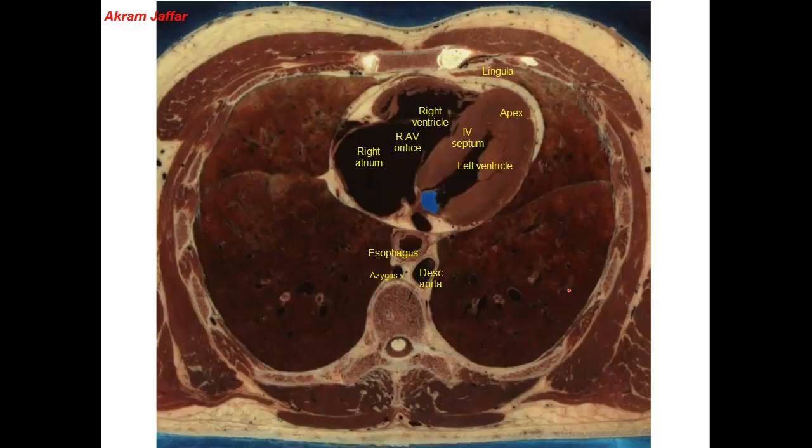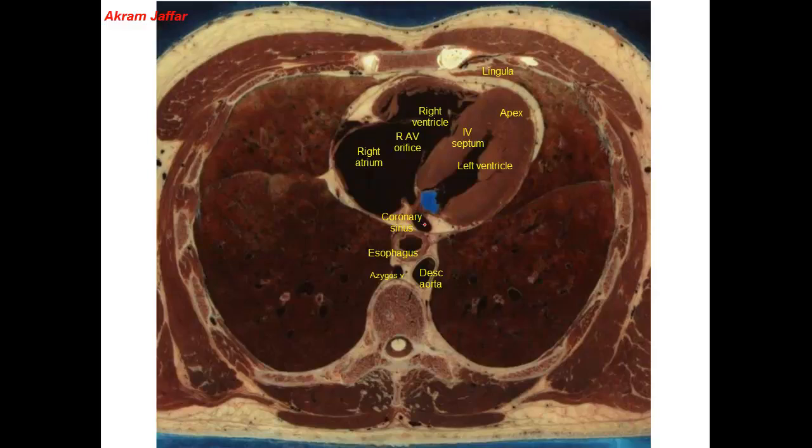This is a section lower down than the previous one. We can see that no more left atrium can be seen, because the left atrium does not reach the diaphragmatic surface of the heart. It's a little bit higher than the diaphragmatic surface of the heart. The diaphragmatic surface of the heart is formed by the right atrium, right ventricle, and the left ventricle. And instead of the left atrium, we can see the coronary sinus on its way to open into the right atrium.